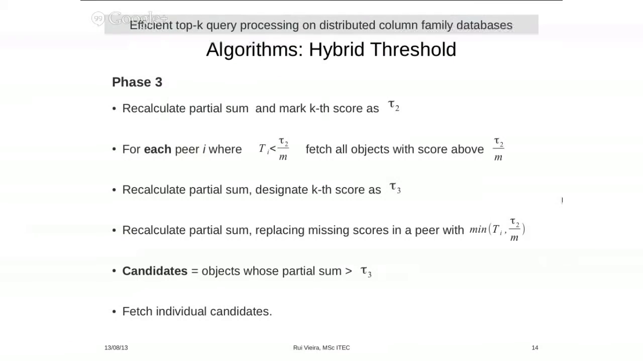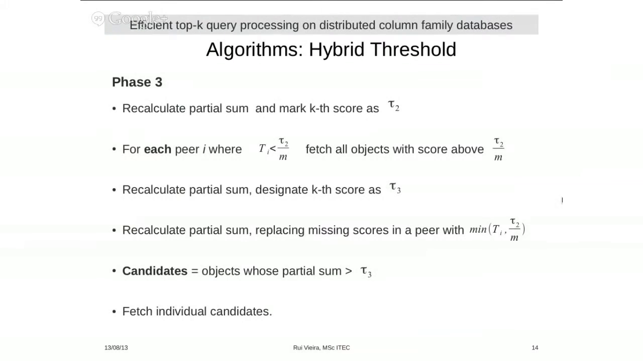Again, last phase, it just recalculates the partial sum and names it threshold 2. For each peer where the local threshold of the peer is less than the normalized threshold, fetch all objects, otherwise keep the objects it has, recalculate the partial sum, and designate the Kth score as a new threshold. Again, recalculate the partial sum, replace all missing scores with that value, and the candidates are objects whose partial sum is higher than the third threshold; fetch individual candidates.